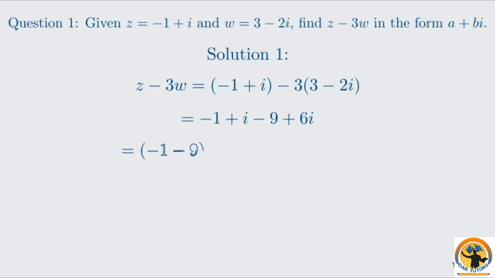The real part is negative 1 minus 9, which is negative 10. The imaginary part is i plus 6i, which is 7i. So the final answer is negative 10 plus 7i. This problem tests your ability to perform scalar multiplication and subtraction. Let's move on to our second problem.